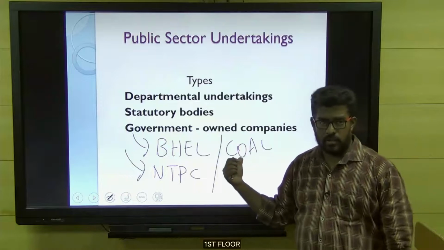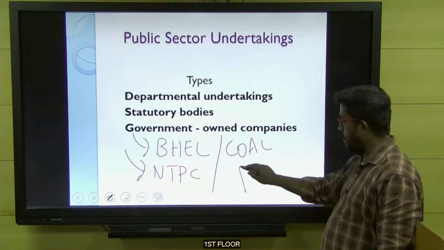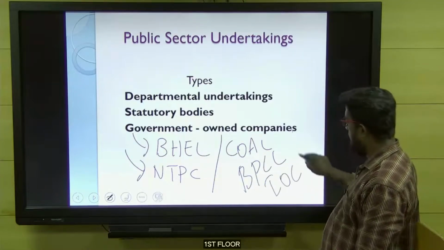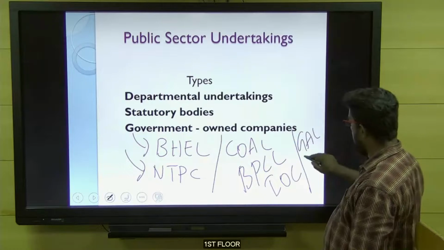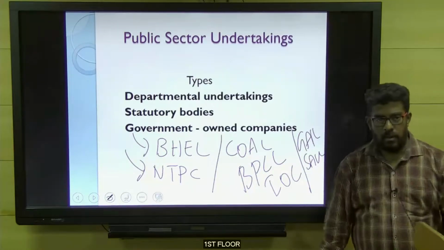I think the next class is on Wednesday, so we'll be learning about these things then. Coal India, Bharat Petroleum, Indian Oil Corporation, GAIL, SAIL, any two or three companies you can write. GAIL, SAIL, Neyveli Lignite Corporation, whatever it may be.